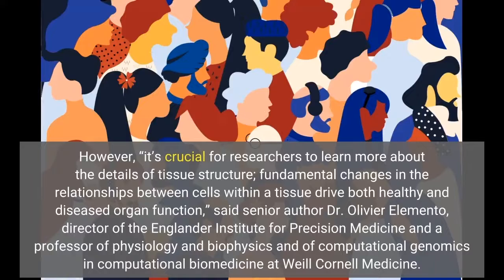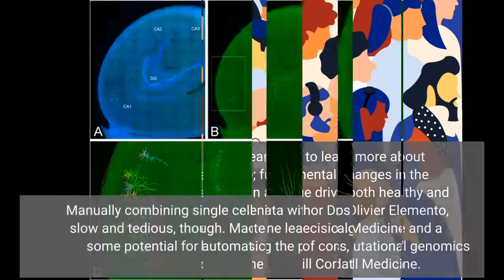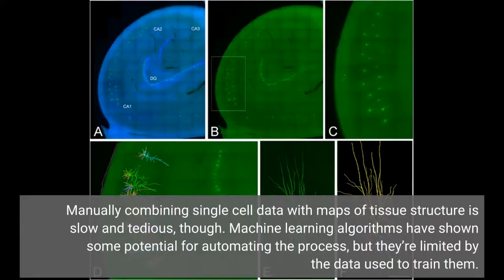However, it's crucial for researchers to learn more about the details of tissue structure. Fundamental changes in the relationships between cells within a tissue drive both healthy and diseased organ function, said senior author Dr. Olivier Elemento, director of the Englander Institute for Precision Medicine. Manually combining single-cell data with maps of tissue structure is slow and tedious, though. Machine learning algorithms have shown some potential for automating the process, but they're limited by the data used to train them.